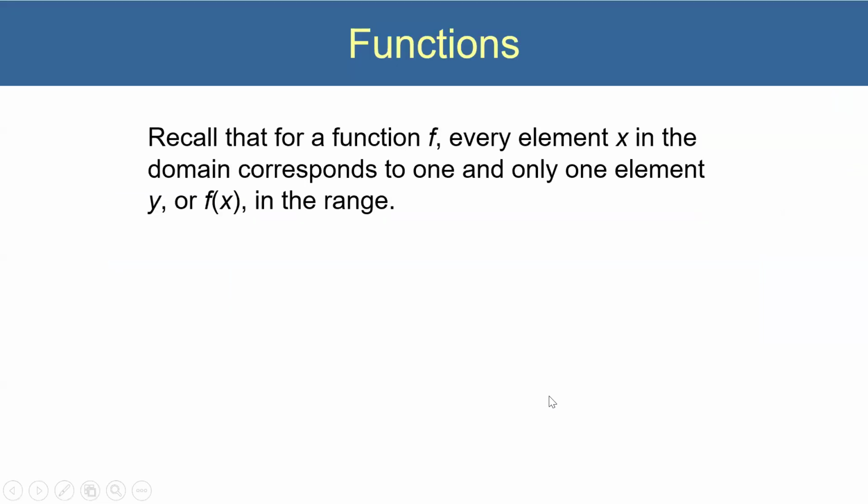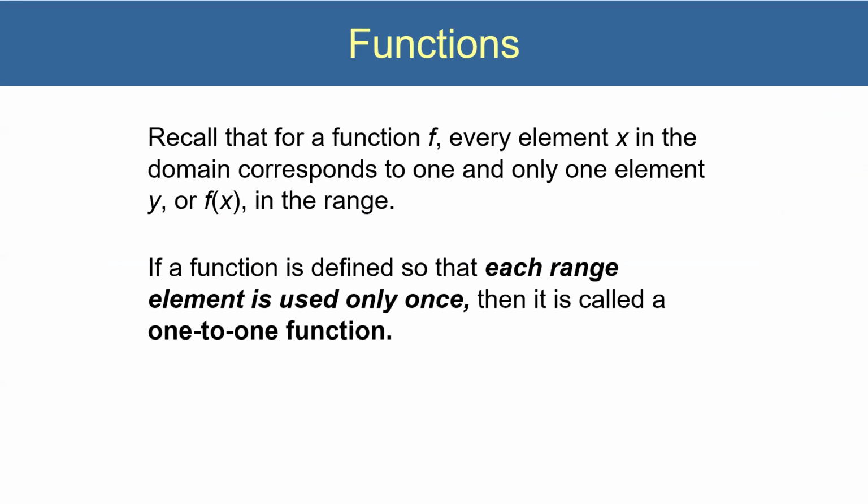So up first, we're gonna recall that for a function, every element in X, the domain, corresponds to one and only one element of Y, right? That's saying that our X's don't repeat, correct? There's an input and an output. So if a function is defined so that each range element is used only once, then it's called a one-to-one function. Do you remember that? It passes the horizontal line test and the vertical line test, right? Not only do your X's not repeat, but so do your Y's. They do not repeat as well.